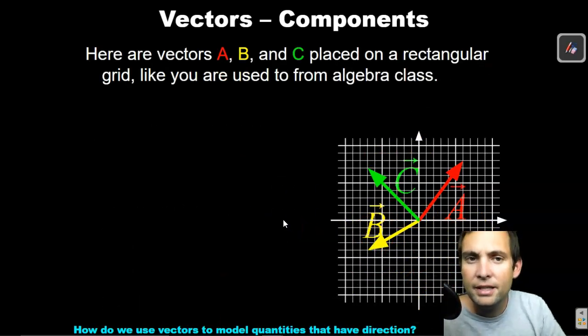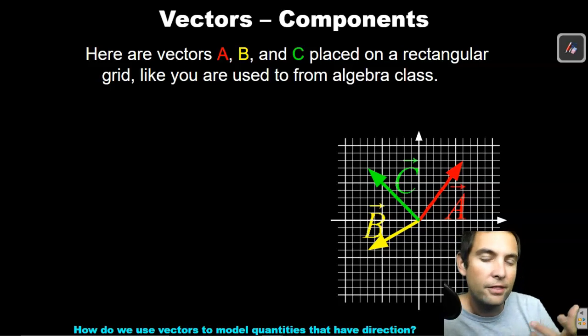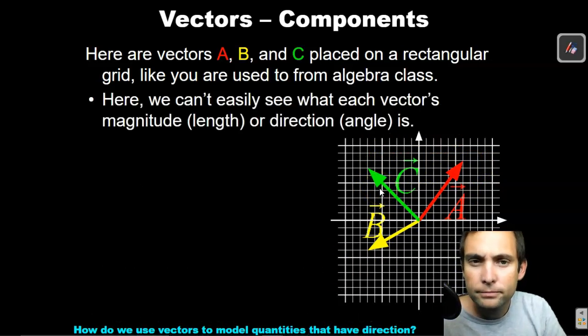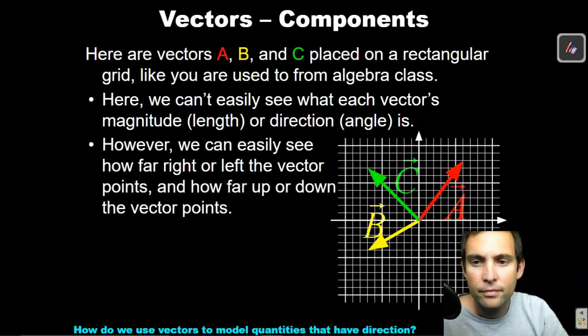Here are vectors A, B, and C placed on a rectangular grid like you're used to in algebra class. So it's the same vectors, just rather than being on that crazy circle thing, it's just on the regular coordinate system, where we have quadrant 1, quadrant 2, quadrant 3, and quadrant 4. We can't easily see what each vector's magnitude or direction is.